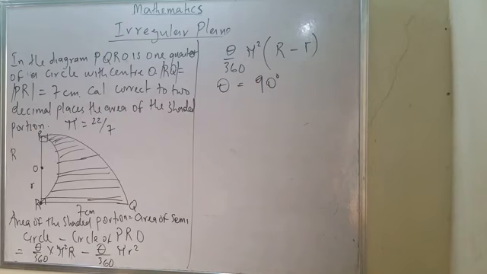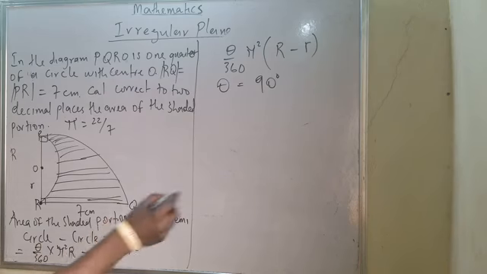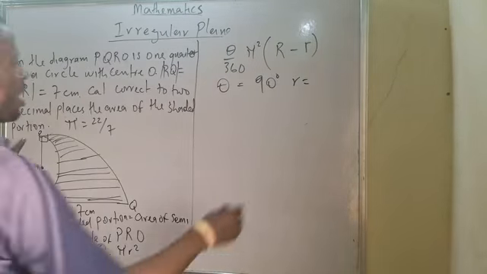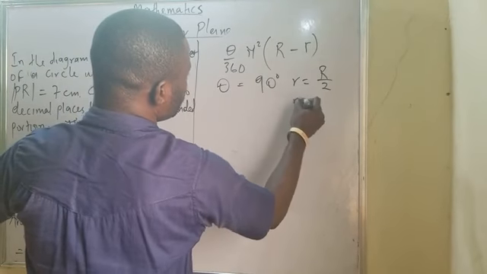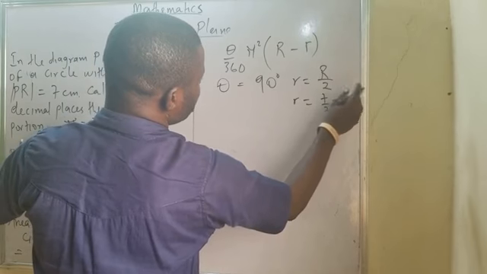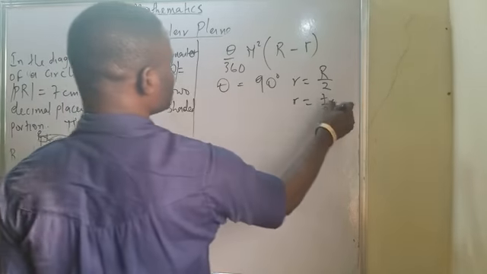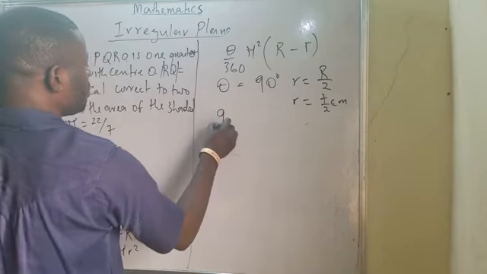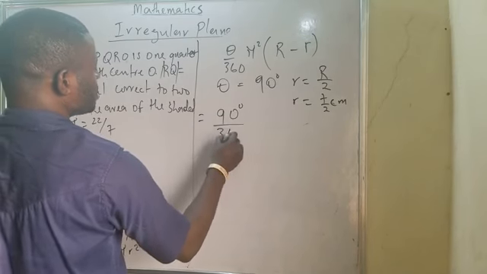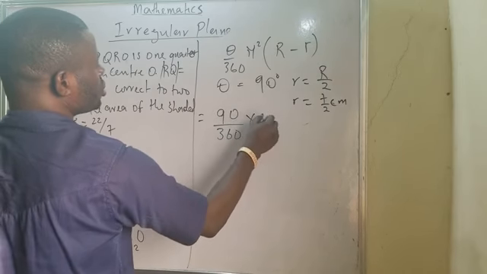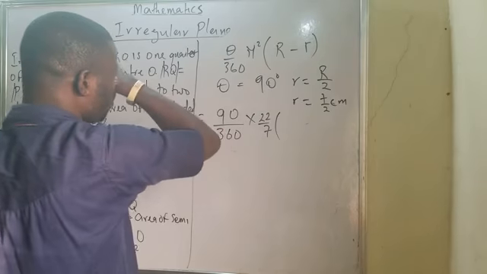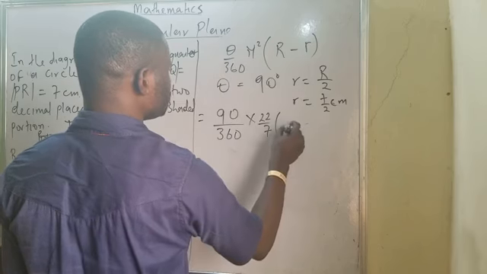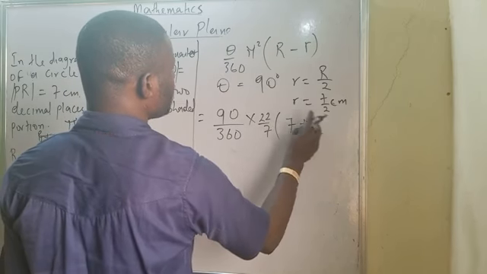And now, how do I get my small r? My small r will be half of big R, which is 7 divided by 2, which is 3.5 centimeters. That is my small r. Now, what else do I need? I think all I need is available. Now, I can say that 90 degrees divided by 360 degrees, multiplied by 22 over 7 bracket of 7 squared minus 3.5 squared.